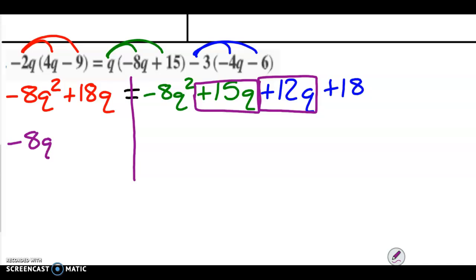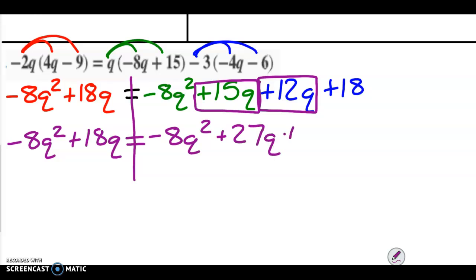So on the left-hand side, negative 8q squared plus 18q hasn't been changed at all. There's no like terms on that left-hand side. We're only combining what's the same on each individual side right now. On the right-hand side, that negative 8q squared also is unchanged. The 15q plus the 12q is going to give me a positive 27q, and then that positive 18 is also hanging out. So what's going to happen next?